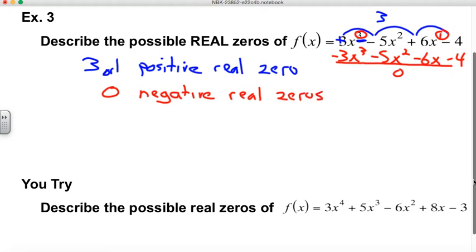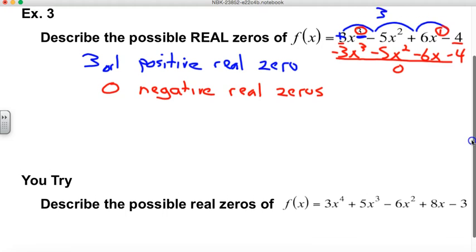We know this graph is not going to cross the x-axis any on the negative side. So if we did our possible rational zeros right here, where we put the factors of 4 over the factors of 3, we wouldn't have to worry about the negative signs on this one because we know it's not going to have any negative ones. It's 0 negative real zeros. So we could just put positive signs on all of them and not have to worry about the negatives.